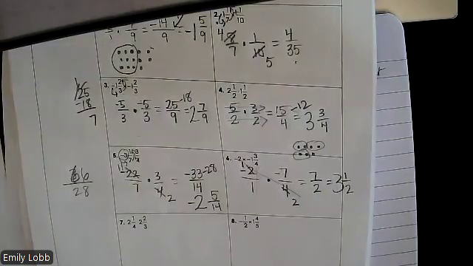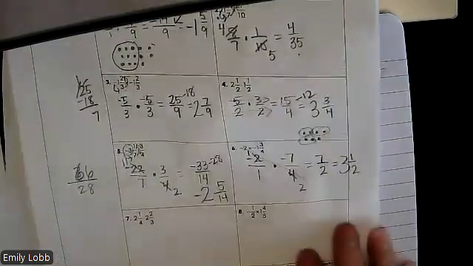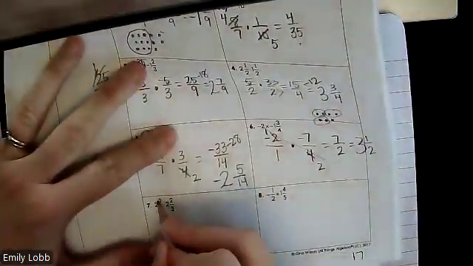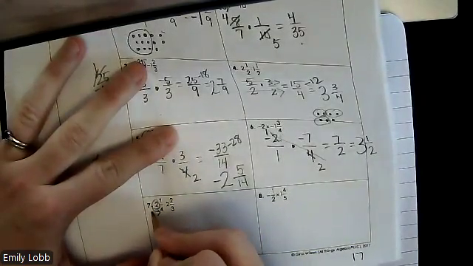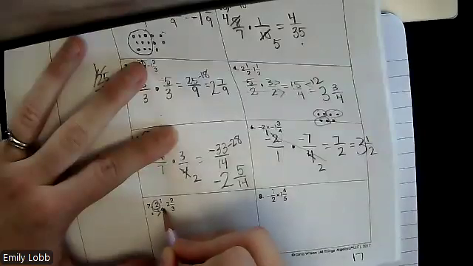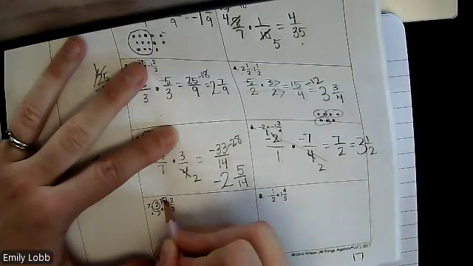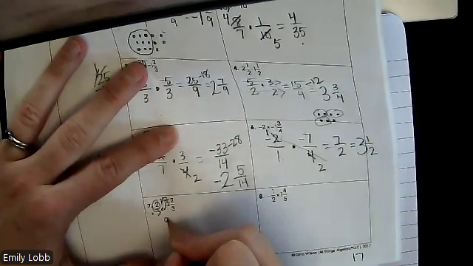All right, again, lots and lots of practice with these mixed numbers to improper. So whole number times the denominator, which is what? What's 2 times 4? 8. 8 plus 1 is 9.